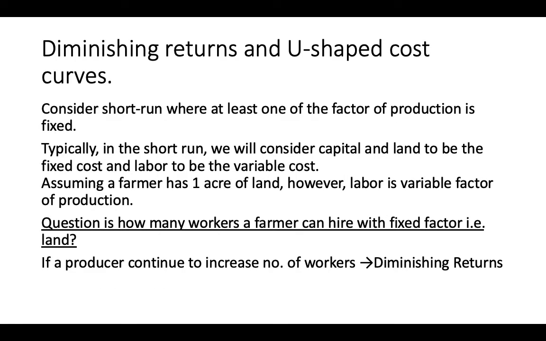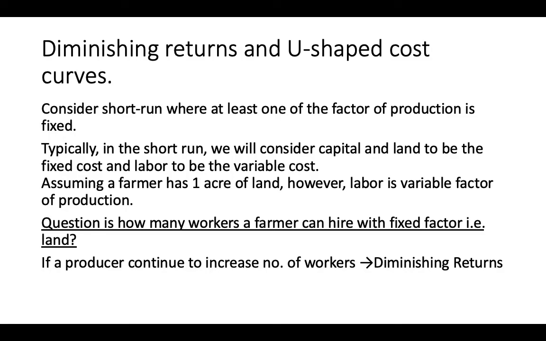Okay, so from here let's move to the next topic, diminishing returns and U-shaped cost curve. Basically जो टॉपिक हमने प्रोडक्शन डिसीजन का शॉर्ट रन और लॉन्ग रन को डिस्कस किया है वो इस टॉपिक का इंट्रोडक्शन था. Right, so we are considering a short run where at least one of the factors of production is fixed. Normally, capital and land are fixed, raw material and labor are variable. I'm just repeating it again for your convenience to understand. Okay, typically, in short run, we will consider capital and land to be fixed factors and labor to be variable.